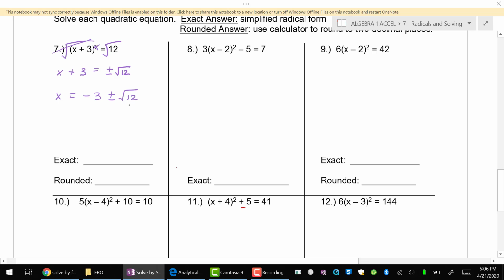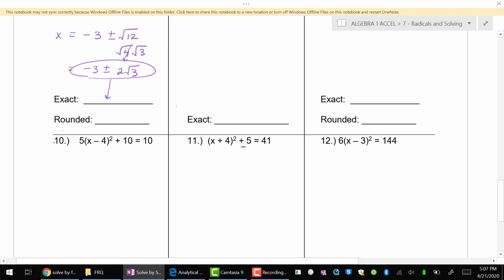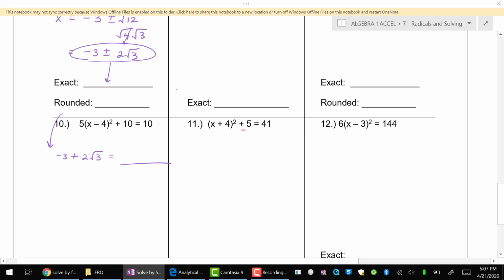Now, radical 12 can be simplified into 4 times 3 under the radical, and radical 4 is simply a 2. So I have negative 3 plus or minus a regular 2 times the square root of 3. In fact, that would be the exact answer right there. For the rounded answer, here's what we're going to do. I'll come down here and write my rounded answer. Negative 3 plus 2 radical 3 will be my first rounded answer, and then negative 3 minus 2 radical 3 will help me find the second rounded answer.